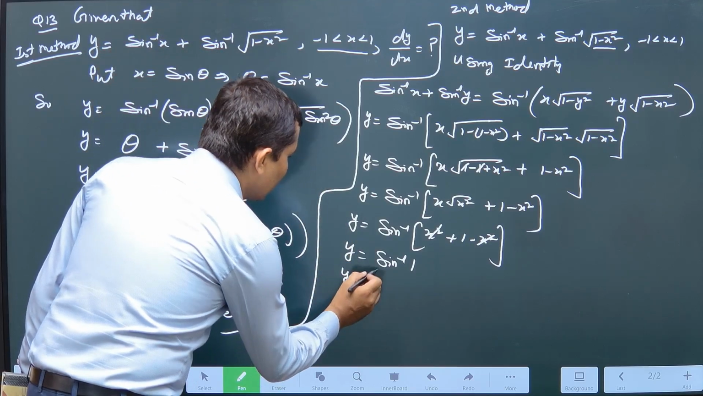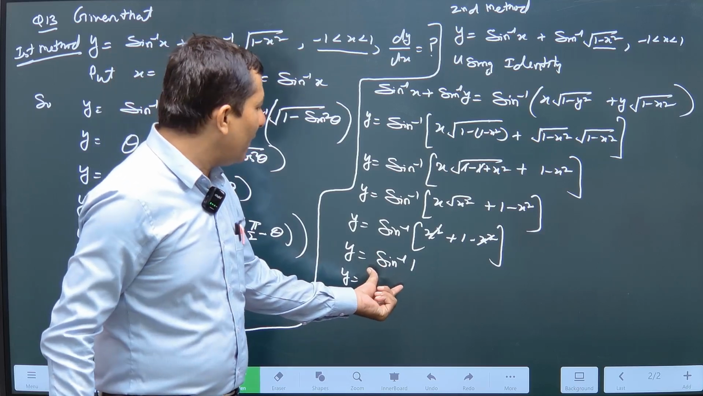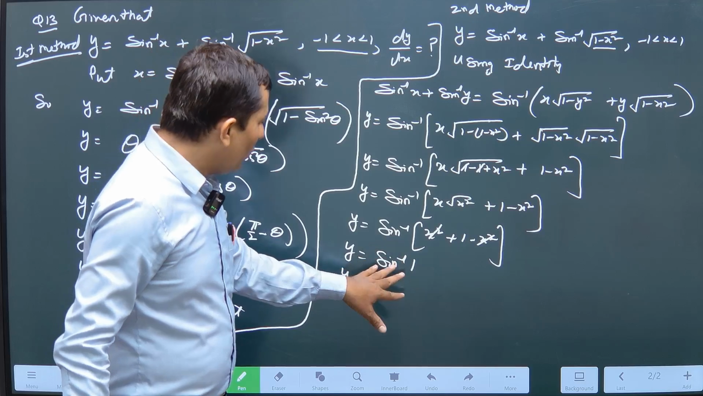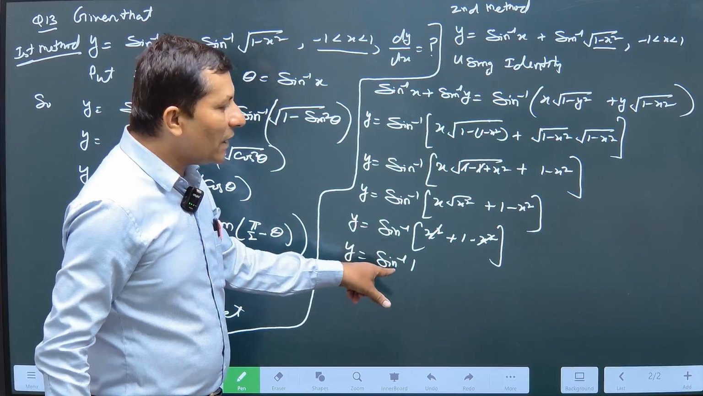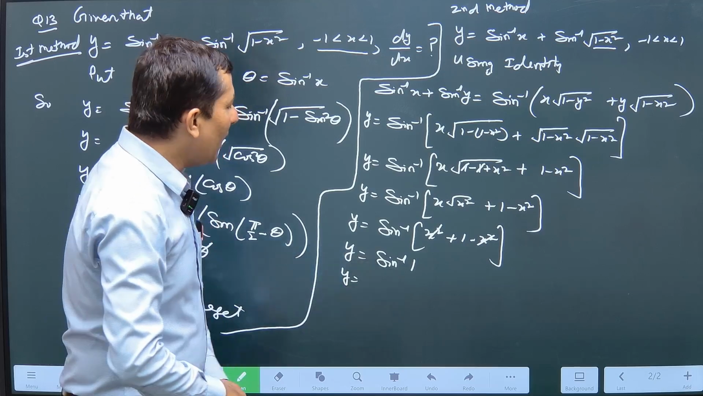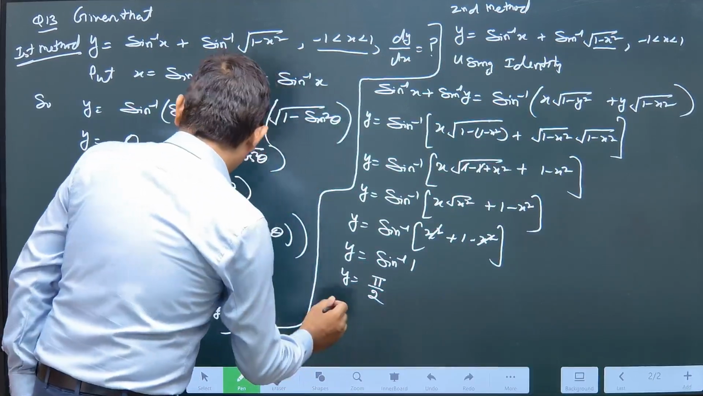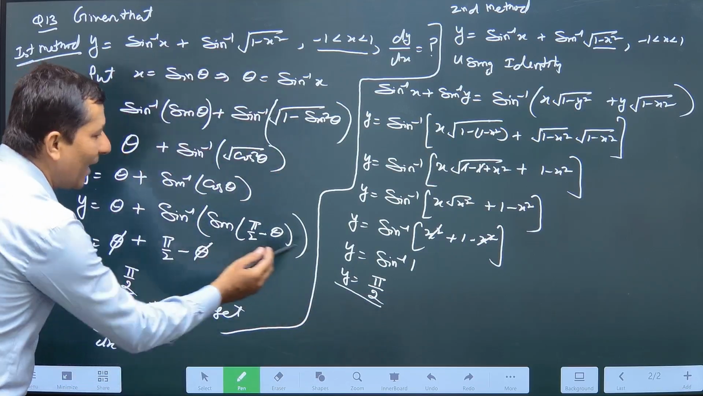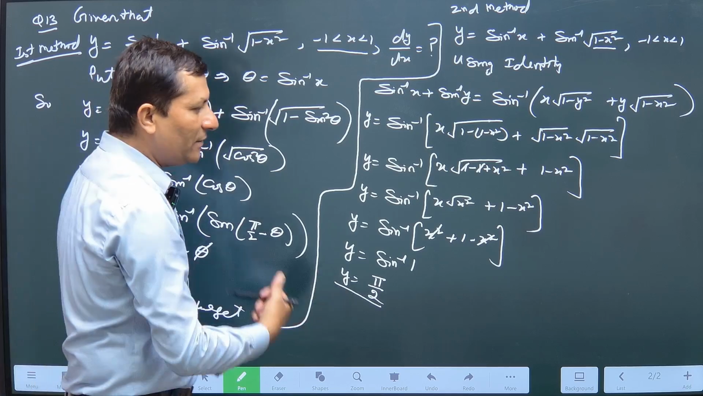Generally, if we see it, it is a constant function. The derivative of a constant function is equal to 0. Then we can directly differentiate it. But what is the value of sine inverse 1? Sine inverse 1 is pi by 2. And this y in the first method and in the second method, y is equal to pi by 2. All the same result.